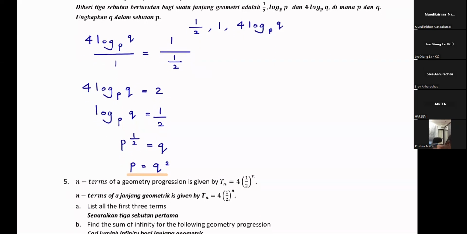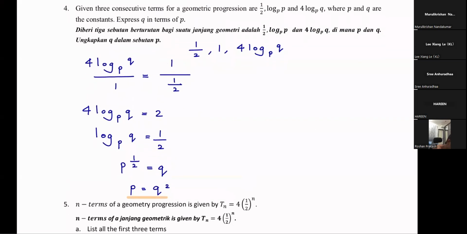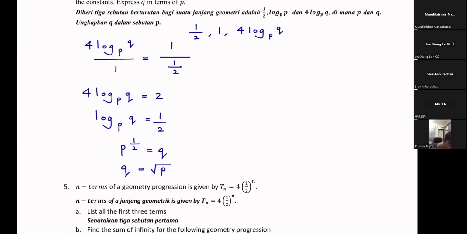So copy this. So the answer is Q in terms of P, right? Okay, that's the answer. So Q in terms of P means you can put Q equals to set P. Or you want to leave it as P102 also can, no problem. Okay, express Q in terms of P. Done. Okay, next.